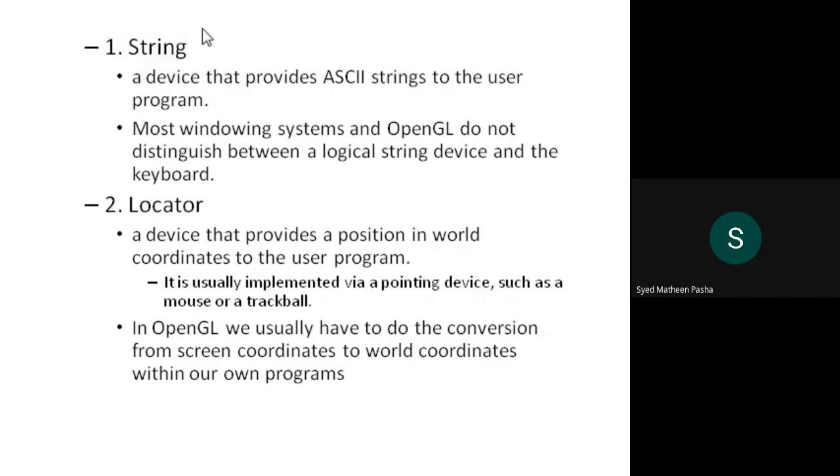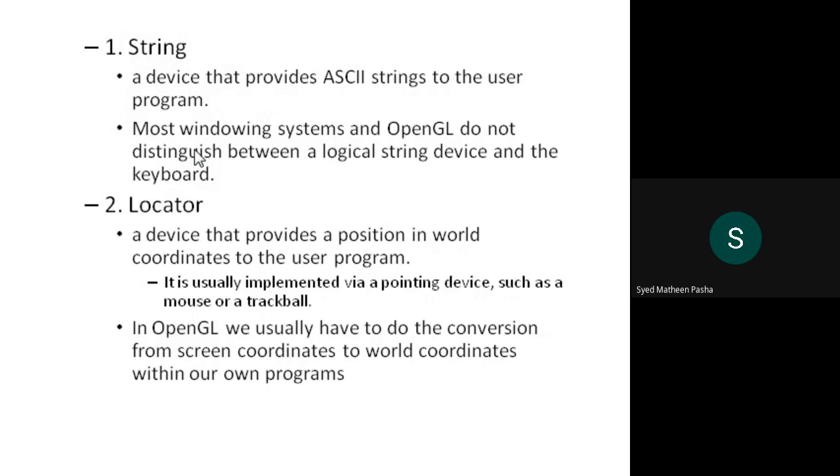One is string, with respect to logical devices. A string is nothing but a device that provides ASCII strings to the user program. Most windowing systems and OpenGL do not distinguish between a logical device and the keyboard. Basically, OpenGL considers both your keyboard as well as the logical device as similar. So that is an example related to string operations with respect to logical devices.